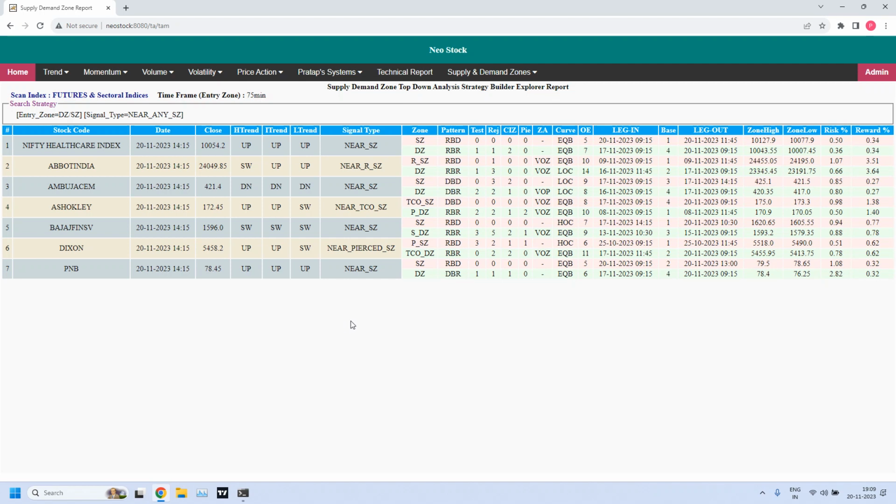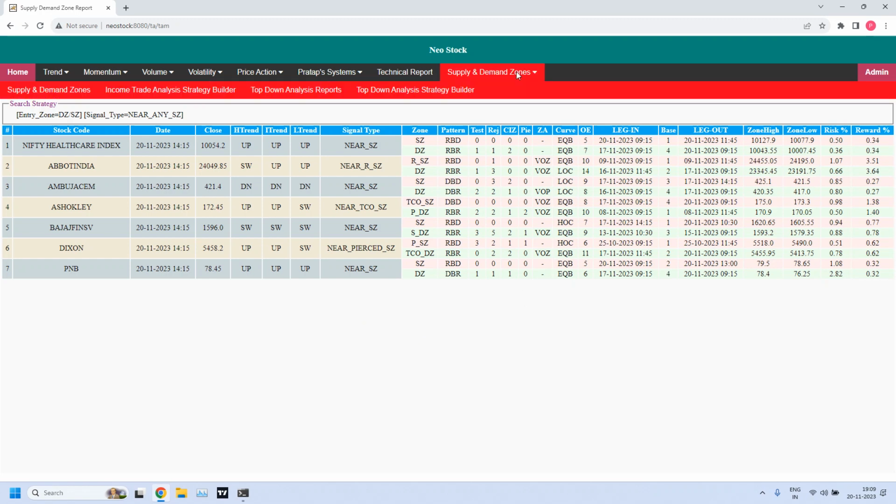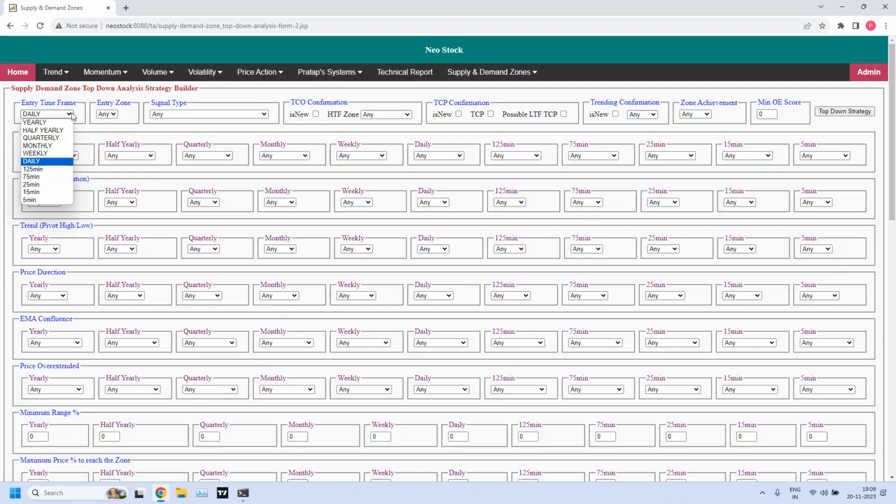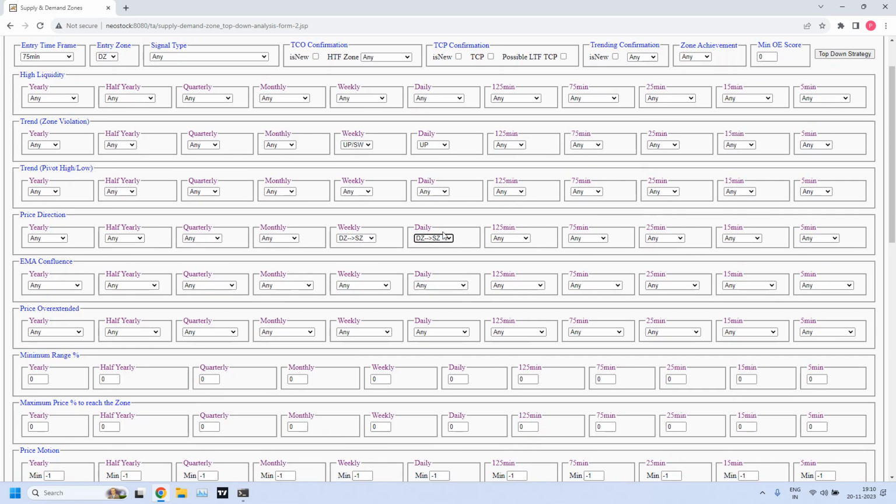Now we will generate bullish and bearish setup related reports. So entry time frame is 75 minutes. Entry zone is demand zone. That means we are filtering bullish setup stocks. Okay, now what is the higher time frame? Weekly. So weekly trend should be either uptrend or sideways. And ITF is daily. It should be uptrend because it is a bullish setup. And the price direction weekly should travel from demand zone to supply zone. Daily also should travel from demand zone to supply zone. And the pierced count should be 0, 0.